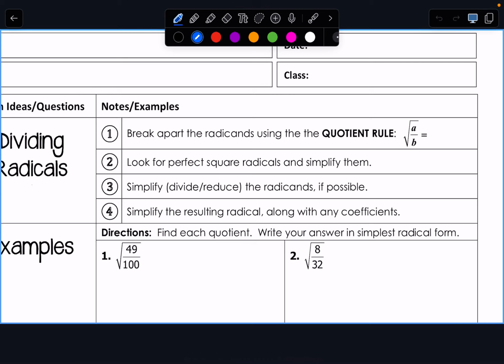Okay, so yesterday we talked about multiplying radicals. And we talked about if it's underneath, then we can multiply and it stays underneath.